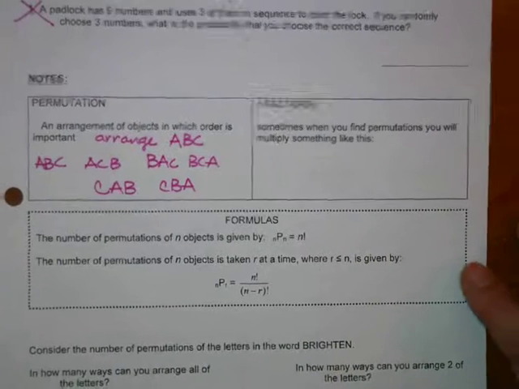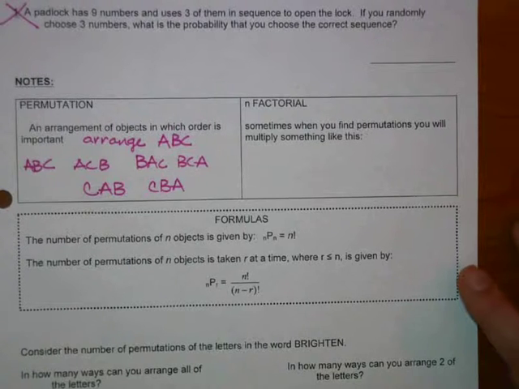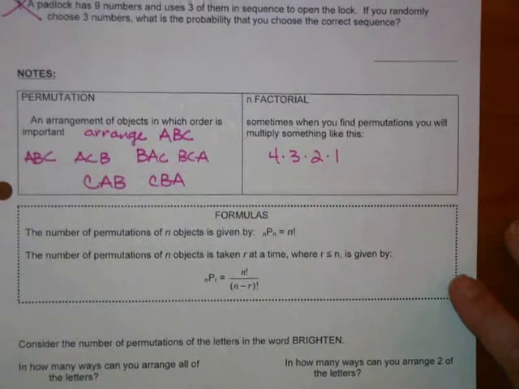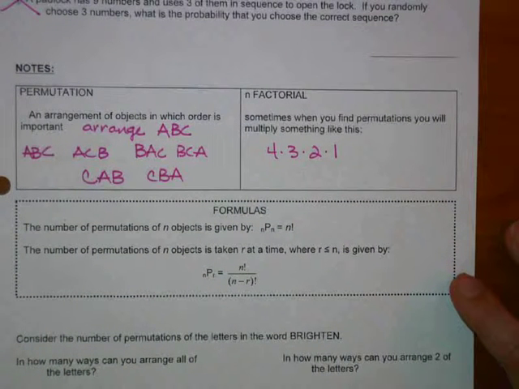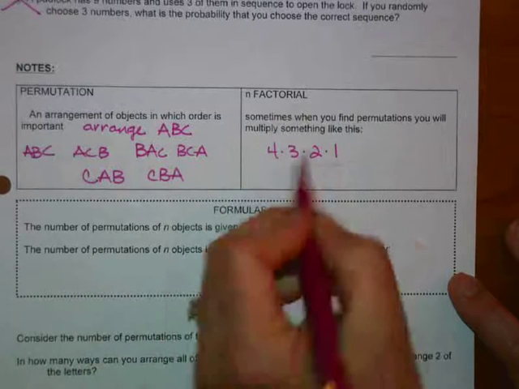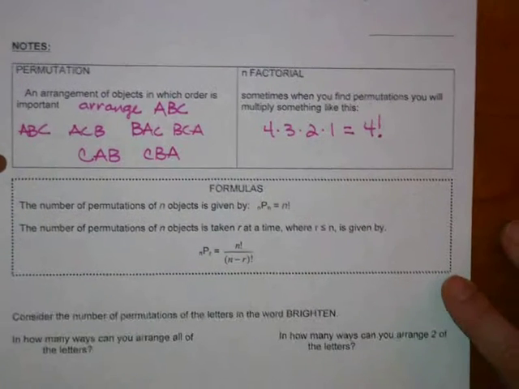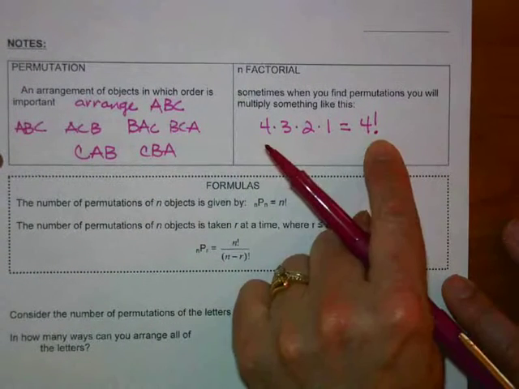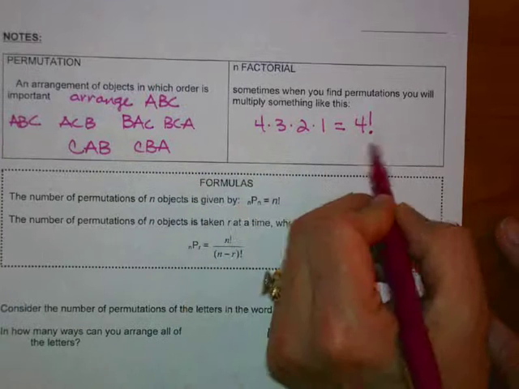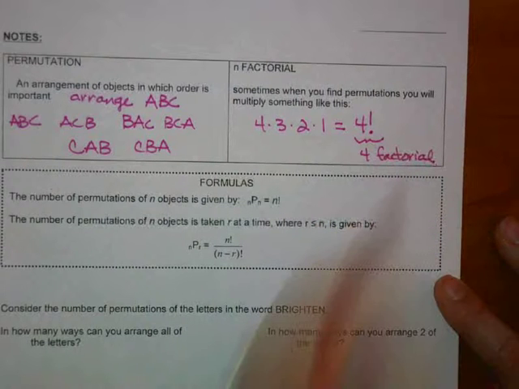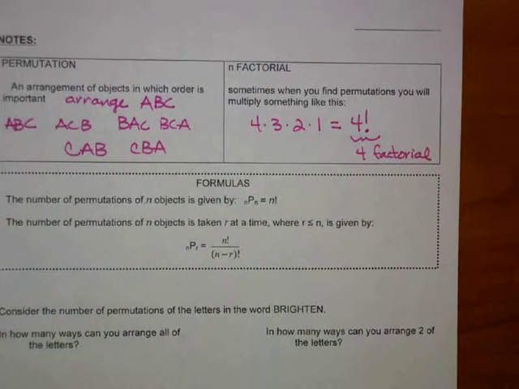N factorial. Sometimes when you find permutations, you will multiply something like this: 4 times 3 times 2 times 1. And I'll explain that to you when we get there. But when you're multiplying something like this, where you're decreasing each time, and you're counting every single spot, it looks like this. Have you ever seen that before? This means this, and it's called 4 factorial. You could have 5 factorial, 3 factorial, 10 factorial. It's just easier than writing it all out. And you can do it on the calculator.